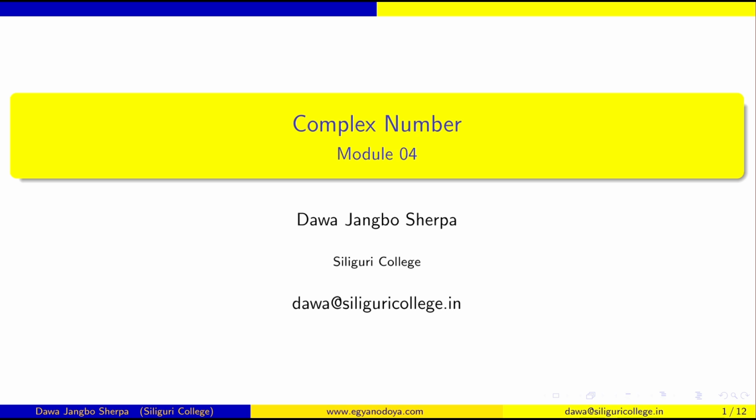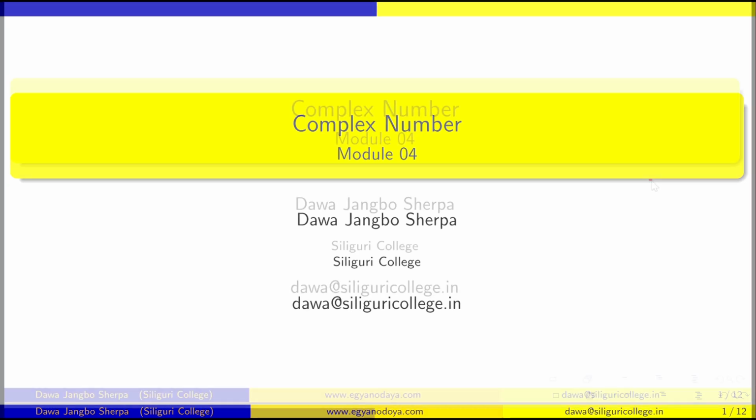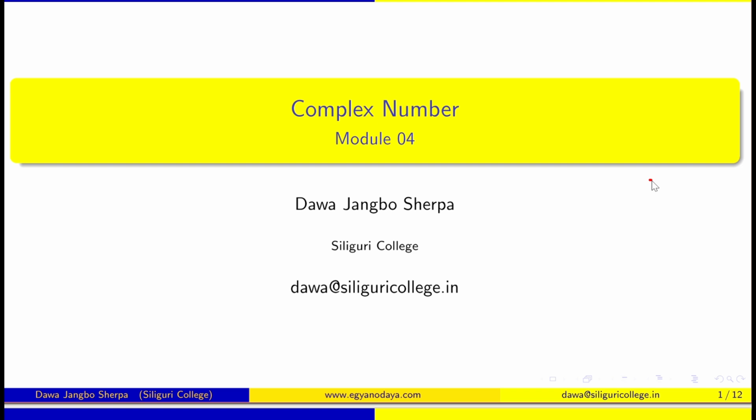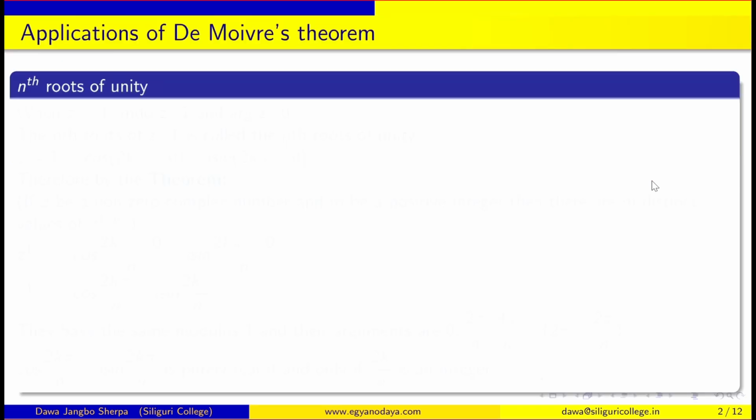Hello and welcome to lecture 4 of this lecture series on complex numbers. Now we are going to learn some applications of De Moivre's theorem. First of all, we are going to see the nth root of unity. That means the nth root of the complex number z equal to 1.